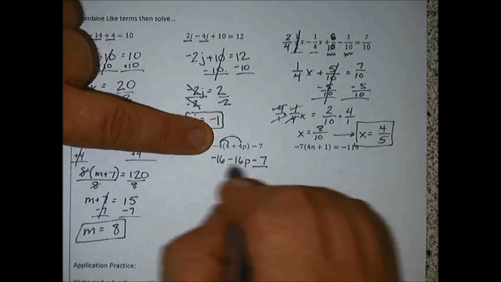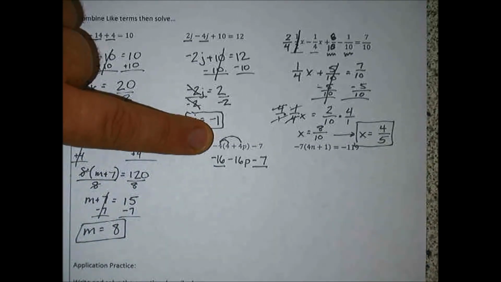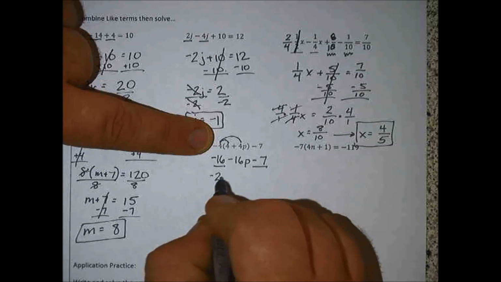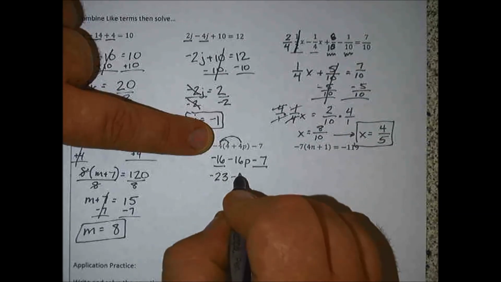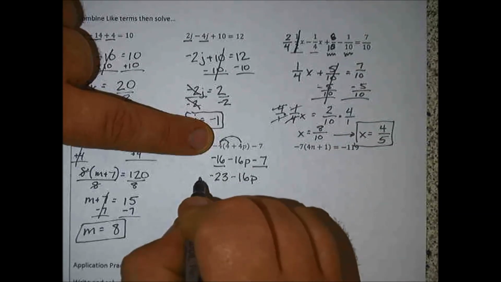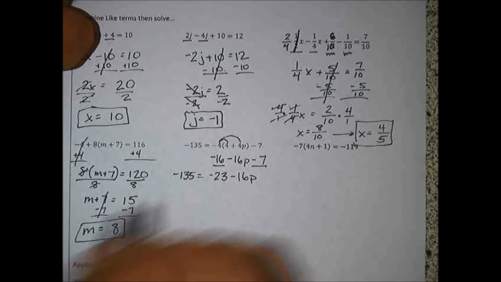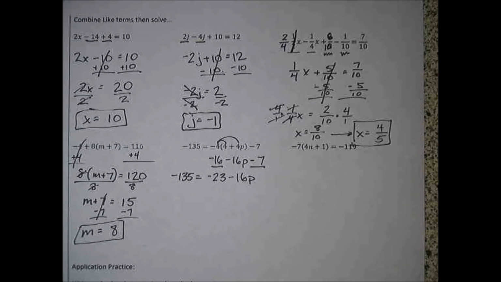I have like terms here and here. And we have -16 minus 7. That's going to be a -23. Put it out in front, minus 16p. Now I bring back that equal sign, -135. Okay? That's a pretty simple problem now, and all it took was kind of 2 steps in the middle.